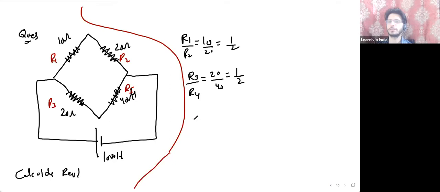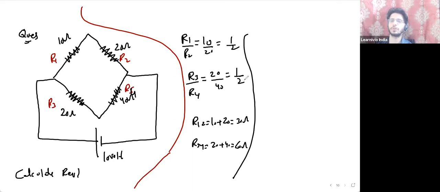R1 and R2 are in series. So you can say R12 is 10 plus 20 equal to 30 ohm. R3 and R4 are in series. R34 is 20 plus 40 equal to 60 ohm. Then you can calculate R equal. No, Fatma. R equivalent will be 1 by R12 plus 1 by R34.